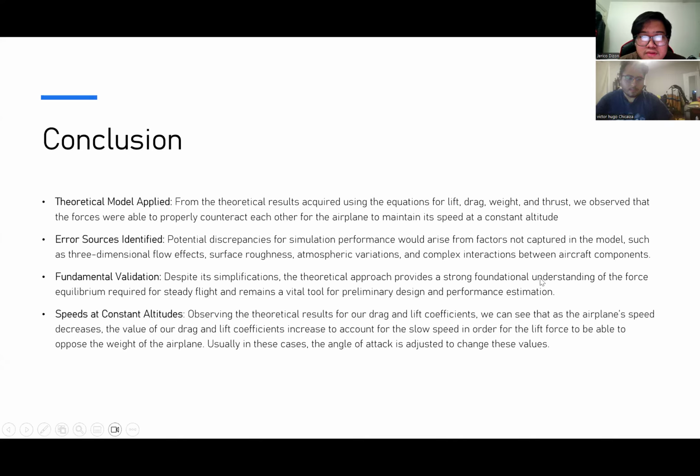And speeds at constant altitudes, observing the theoretical results, our drag and lift coefficients, we can see that as the airplane speed decreased, the values of the drag and lift coefficients increased to account for the slow speed. In order for the lift force to be able to oppose the weight of the plane, usually in these cases the angle of attack is adjusted to change these values.